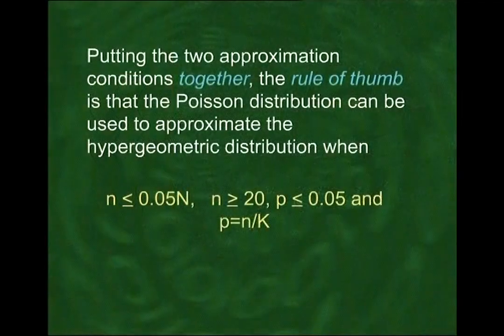And as you now see on the slide, we can say that the Poisson distribution can be used to approximate the hypergeometric distribution when small n is less than or equal to 0.05 times capital N, small n is greater than or equal to 20, and small p is less than or equal to 0.05. And in this expression that you have just read, small p itself is equal to k over capital N. Ye jo kuch abhi kaha, once again, no need to be confused. Just put the various points together and you will arrive at the result.